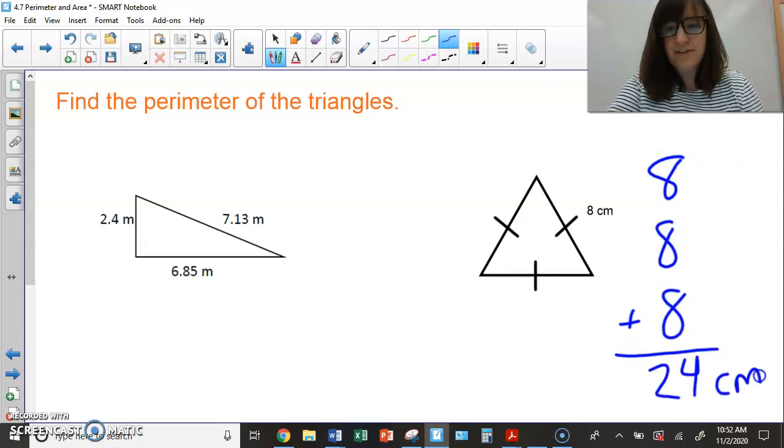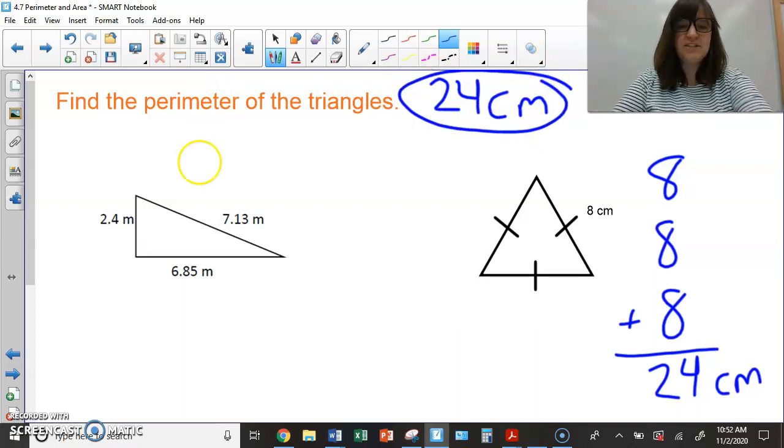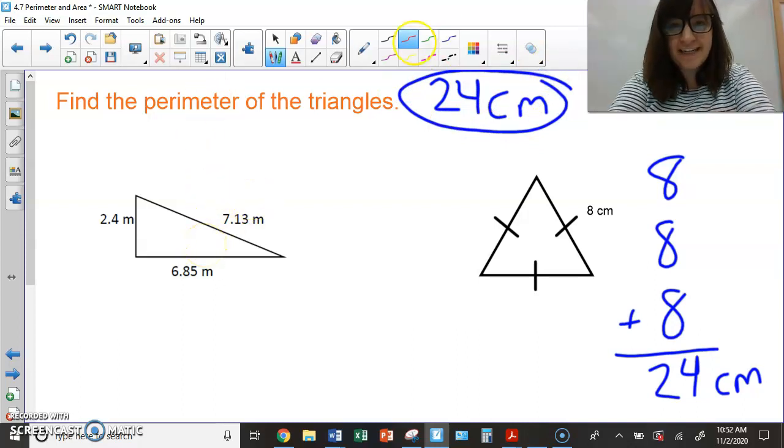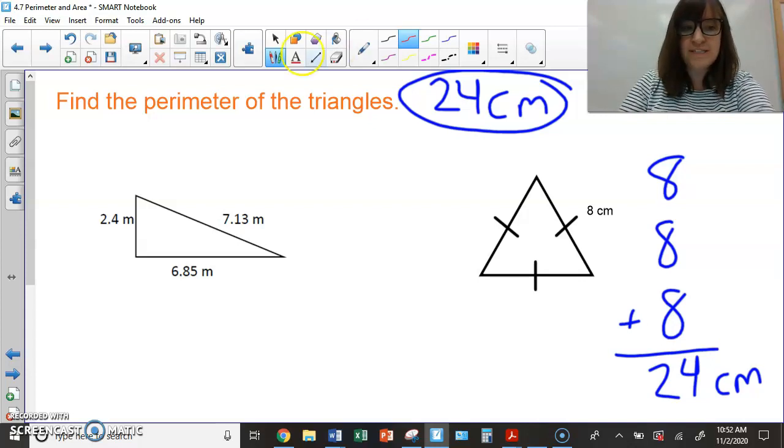So the perimeter of this triangle is 24 centimeters. Okay? But let's look over here. If you've studied decimals yet, which you may or may not have, and that's okay, I just wanted to show you an example with decimals. But what you would do is you would still add these three numbers up because it tells you the length of each of these sides.